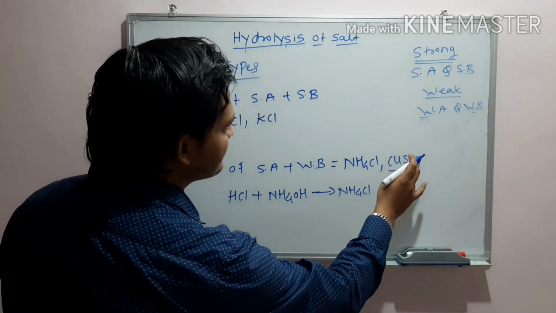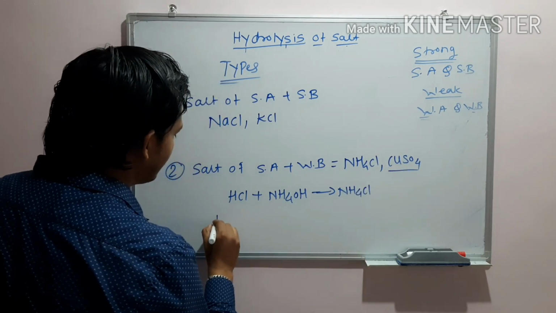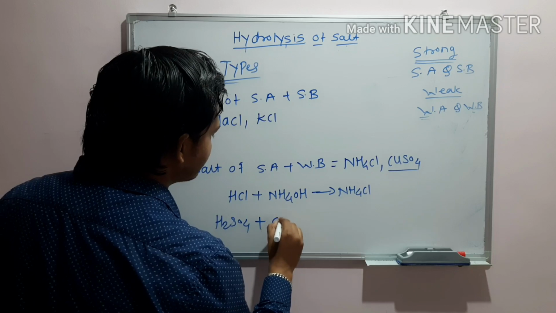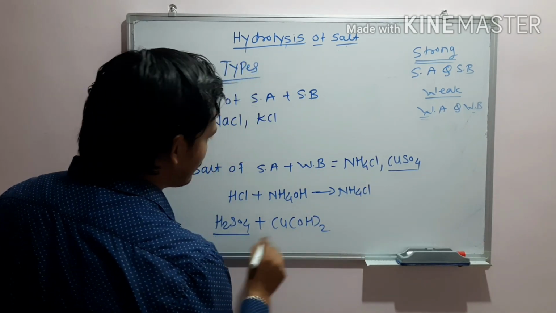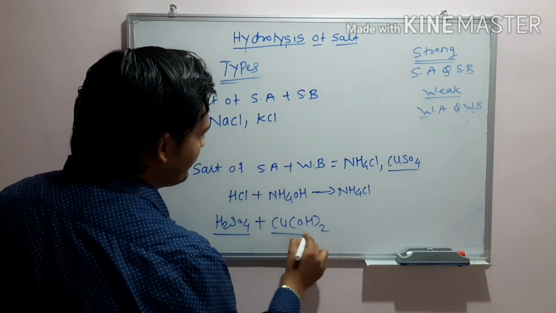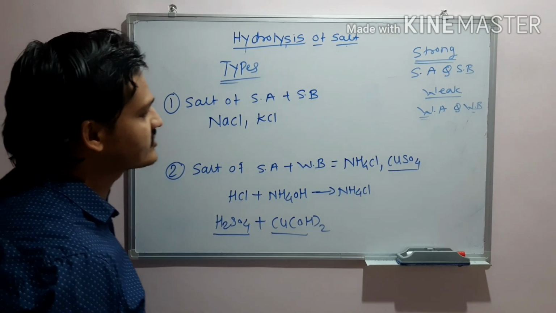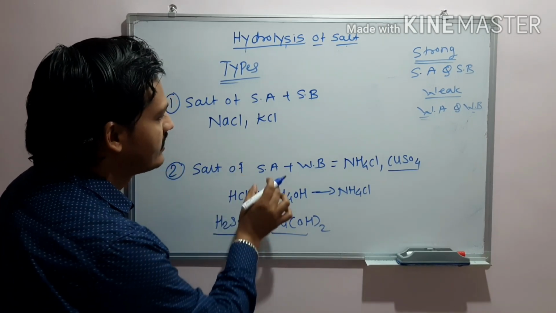The strong acid, you already know about that, in SO4 is considered as H2SO4. The weak base is Cu(OH)2. This is the strong acid, this is the weak base, and this is the product, copper sulfate. It is a strong electrolyte. Copper sulfate is also a strong electrolyte.